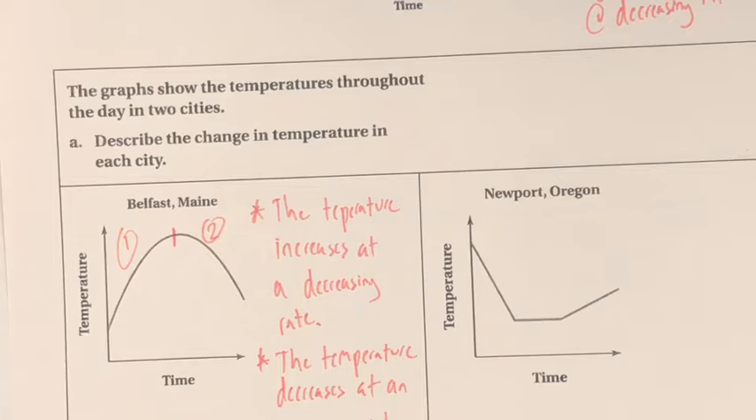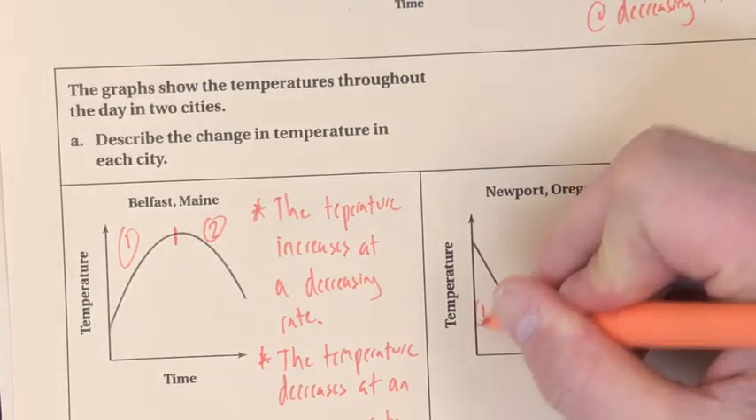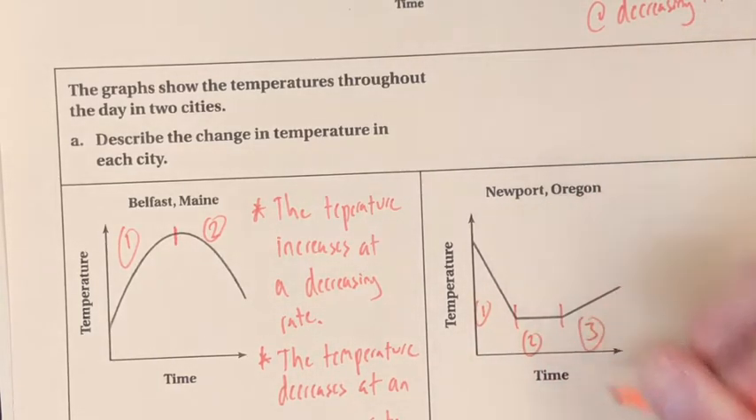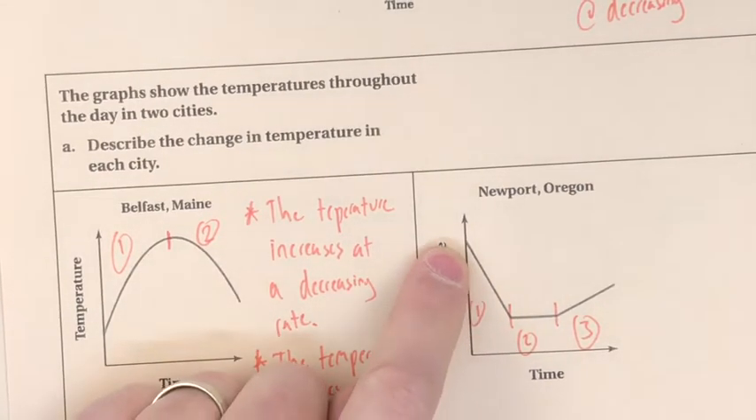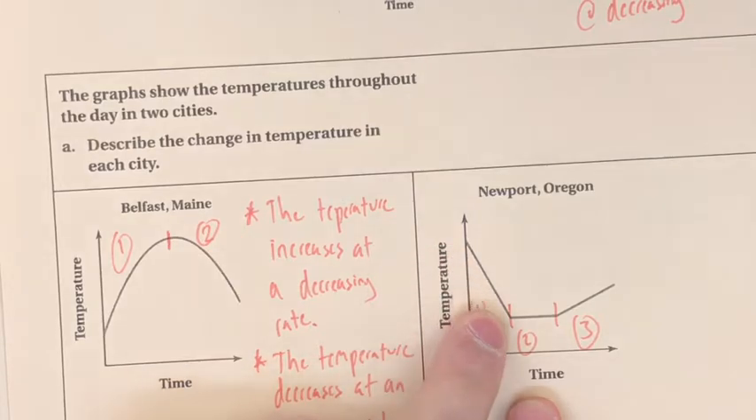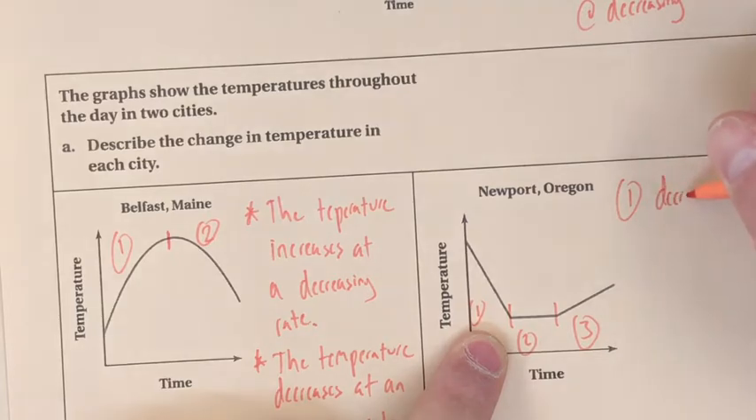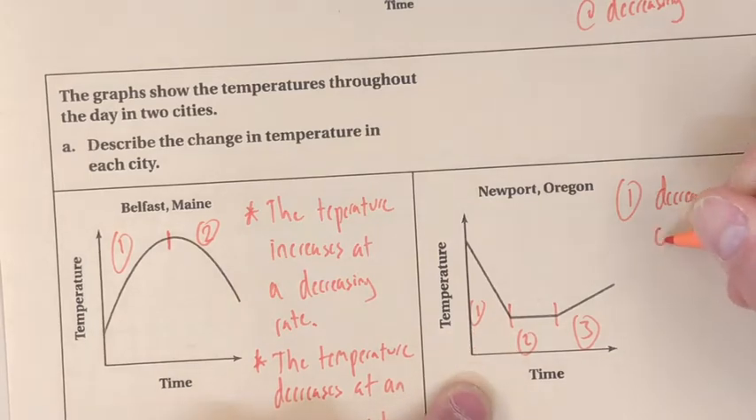All right, now Newport, Oregon, on the other hand, we have straight lines. So whatever is happening, I know is happening at a constant rate. And I would split this into three parts this time. There's a 1, a 2, and a 3. Looks like when they start recording the temperature, it's decreasing because it's going down at a constant rate. So that's the first part here. Decreasing at a constant rate.